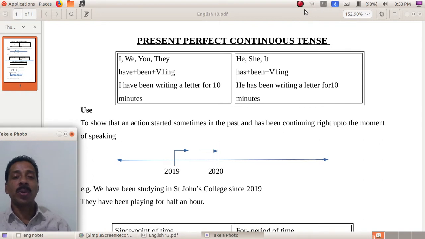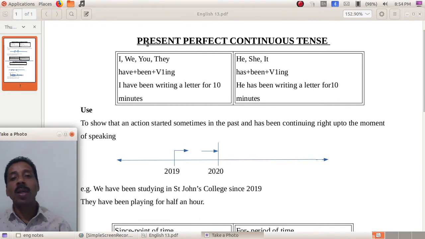So today we will discuss present perfect continuous tense and past perfect continuous tense. So we'll come to present perfect continuous tense first. See, if you look at the tense, I think you can find out the verbs used in this tense.